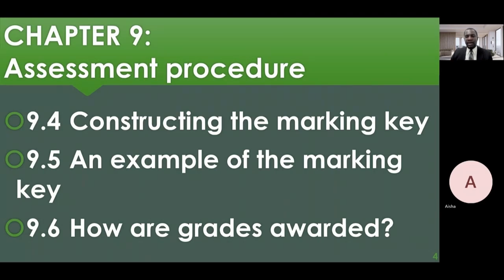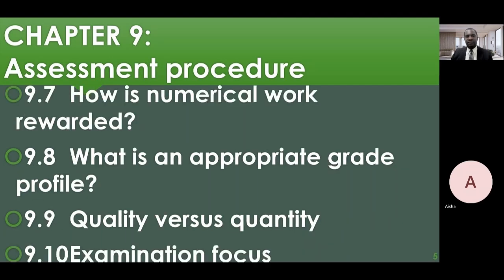Then Unit 6, how grades are awarded. Look at how grades are awarded. Unit 7, how is numerical work awarded, the calculations, your appendices. How do they reward that aspect? Then Unit 8, we'll be looking at what is an appropriate grade profile. Grade profile meaning what do you do to earn, or what do you write to earn, the appropriate and highest grade. So we'll be looking at that in Unit 8.